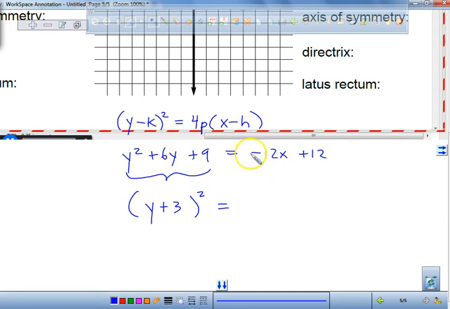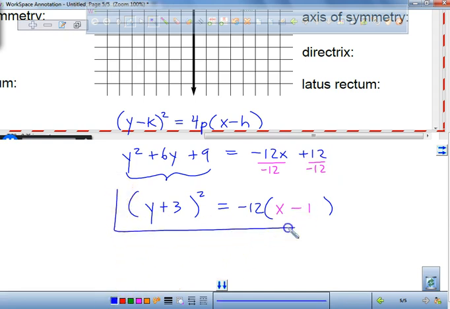Now, what am I going to have to factor out of this right here? I'm going to have to factor out a negative 12. So how do you factor out a negative 12? Basically you're dividing this number by negative 12 and you're dividing this number by negative 12. What's negative 12x divided by negative 12? This becomes x. And what's positive 12 divided by negative 12? Negative 1. And guess what? There's your equation right there. So if you would, please take that equation and put it at the top of your page on your assignment.